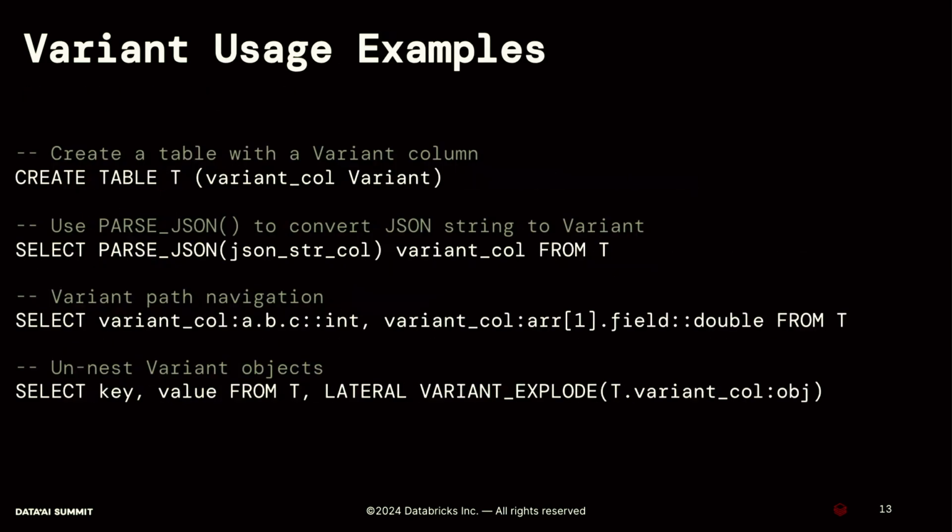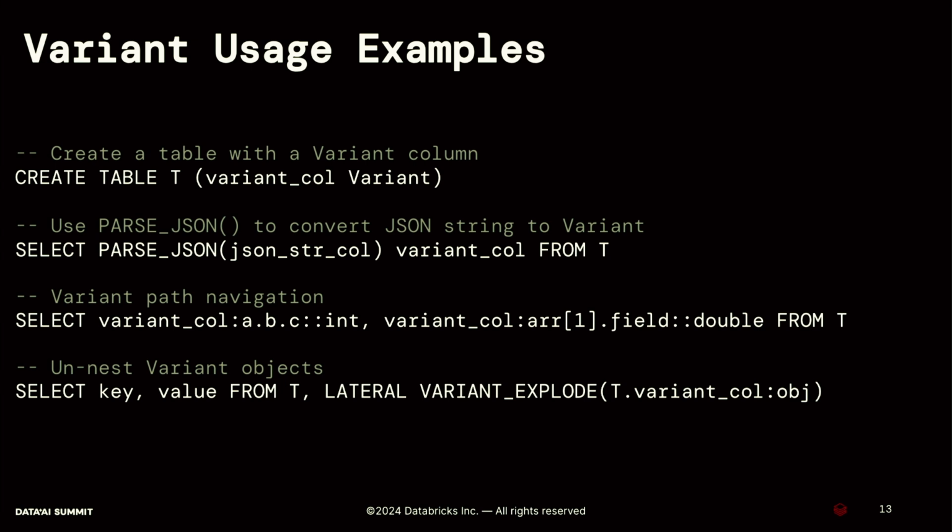And so here are some brief examples of how you can use variant easily in your queries. The first example, you can easily create a table of a type variant like any other type that you have in a database. In the second example, we have parse JSON, where we take a JSON string and produce a variant expression from that JSON string, and you can use it however you want after that in the query.